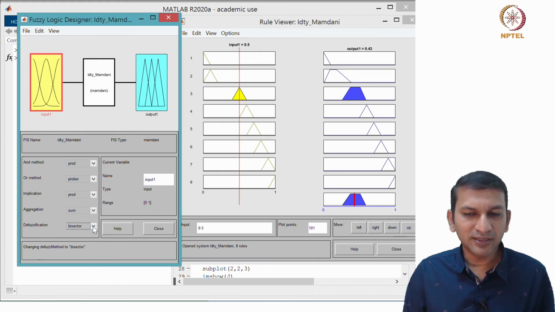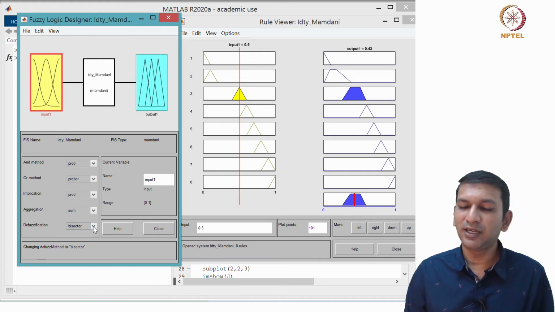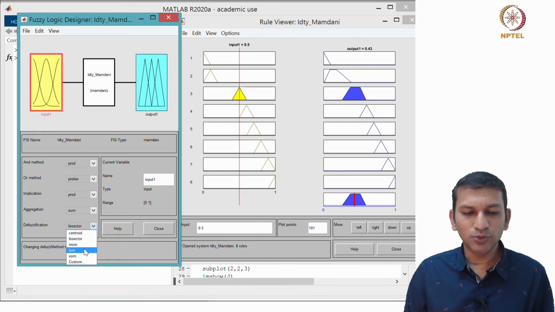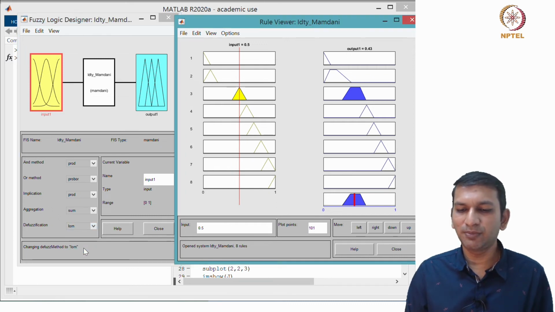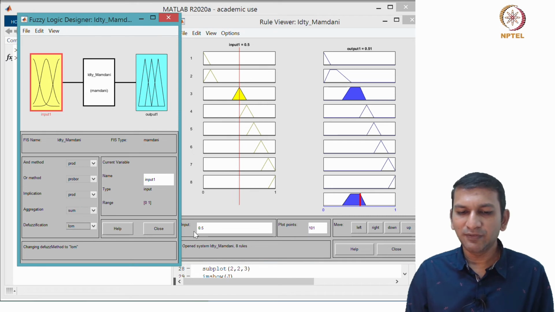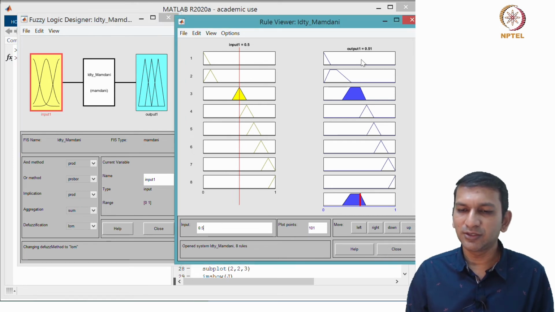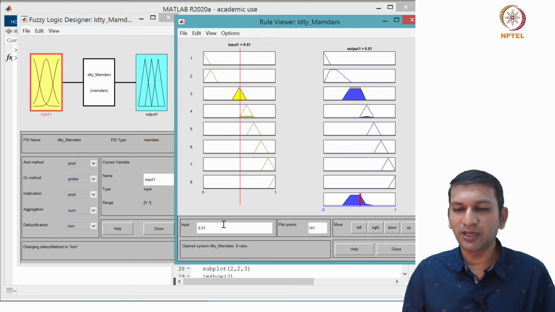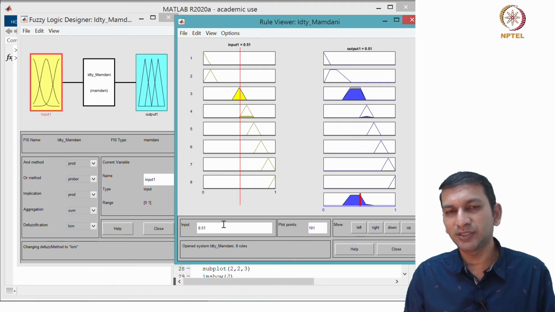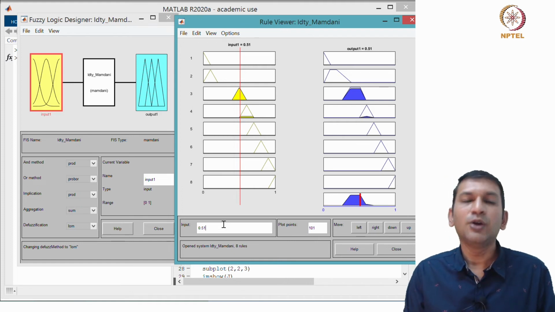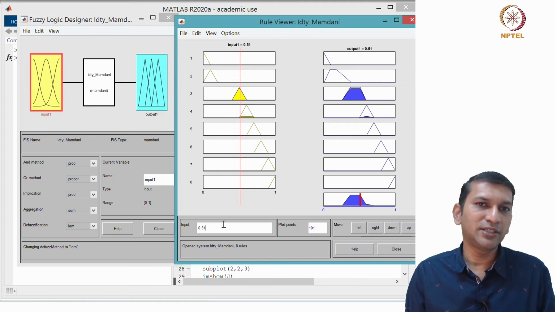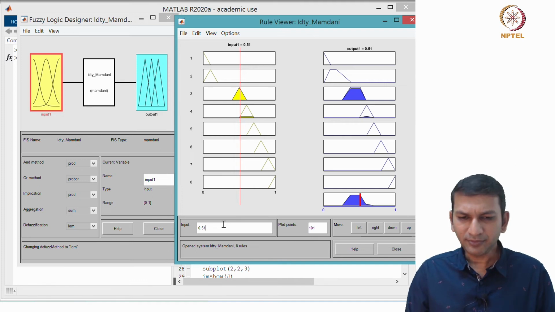If you use the bisector defuzzification operation, it is 0.43. But there is one more left, LOM, which stands for largest of maximum. When we use that, we see that it's almost there. So for 0.5, we are getting 0.5, and in fact for 0.51, we would get 0.5. So you see here, by adjusting the defuzzification operation appropriately, we can at times achieve the desired result.